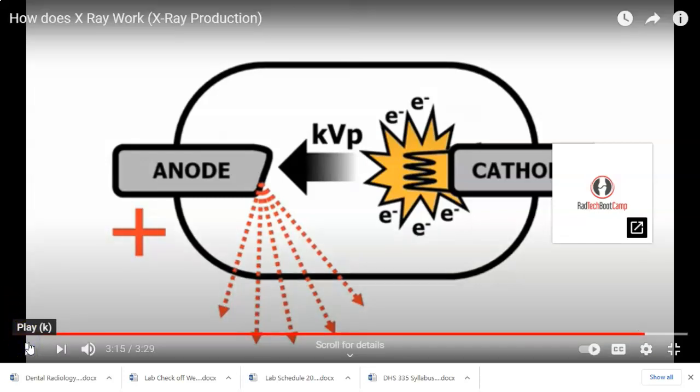So MA, number of electrons, and then kVp is energy. Actually, we'll talk more about that in a little bit, because that also does affect the way your image ends up looking, if it's dark or light. So we'll talk about that as well a little bit. I think that's all that we need to know from the video.